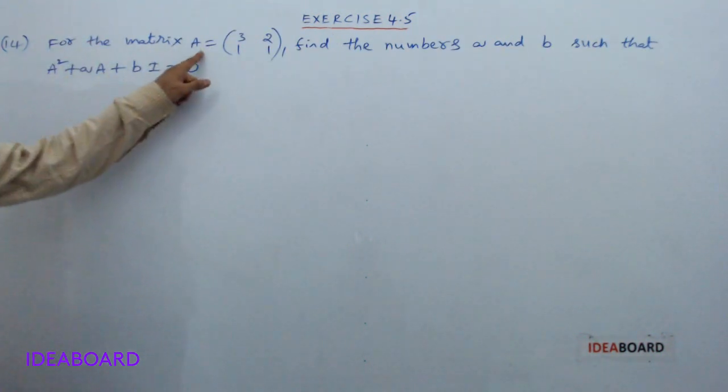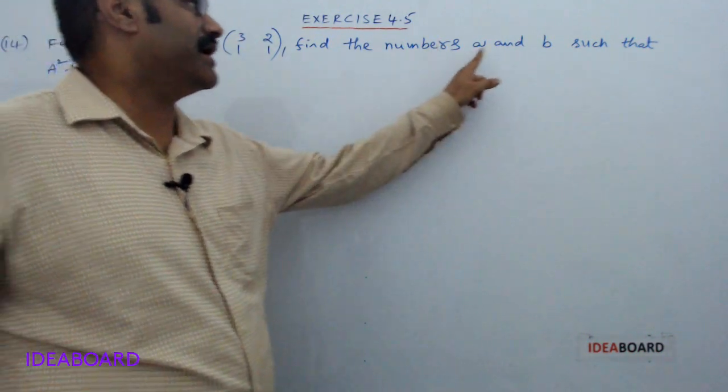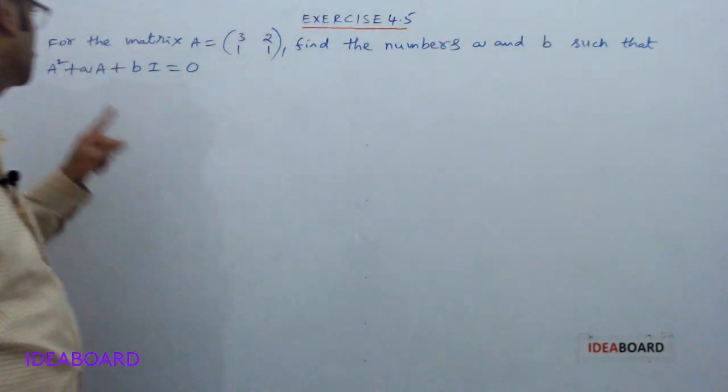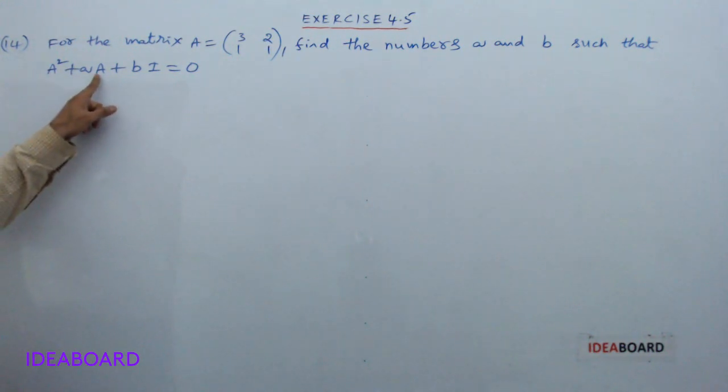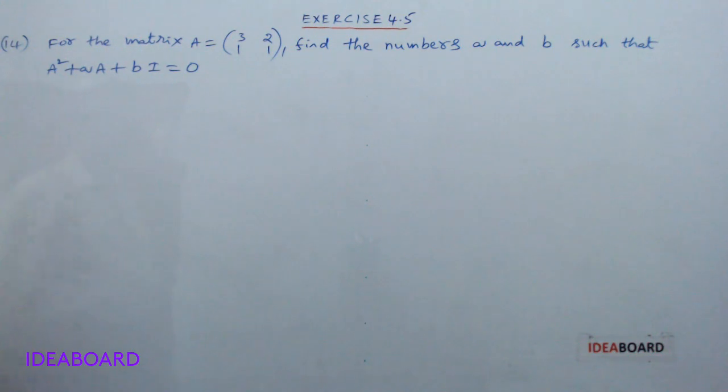For the matrix A equal to [3 2; 1 1], find the numbers a and b such that A square plus aA plus bI equal to null matrix.